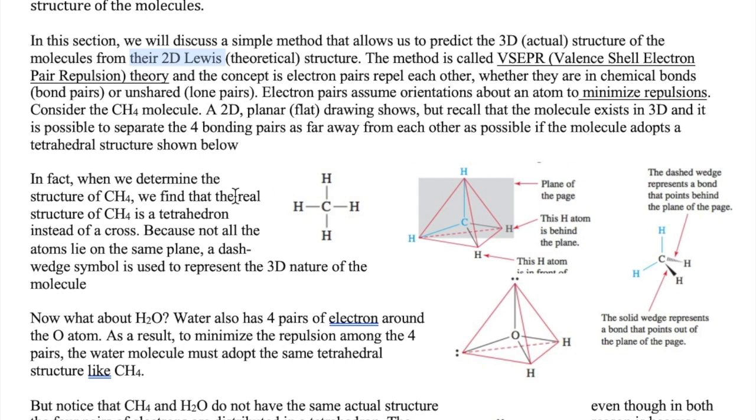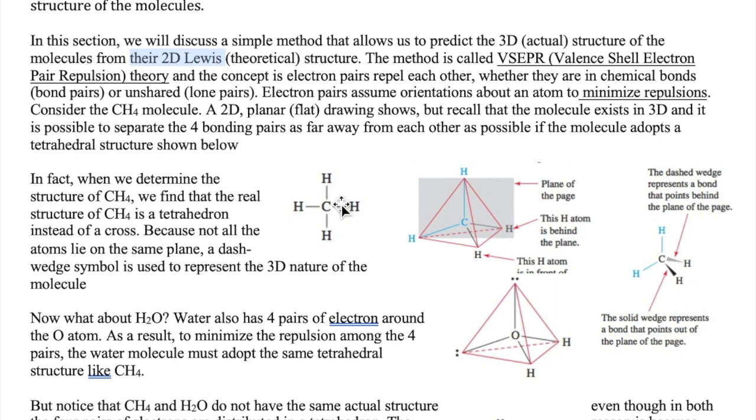And so we can take a look at methane, which is CH4. If we were to draw the Lewis structure, it's going to look exactly like this, just a cross or a plus sign. And that's because we're currently drawing it as a two-dimensional structure. And with that particular drawing, we see that the angle between the hydrogen to the carbon to another hydrogen is 90 degrees, and that's the best we can do in two dimensions.